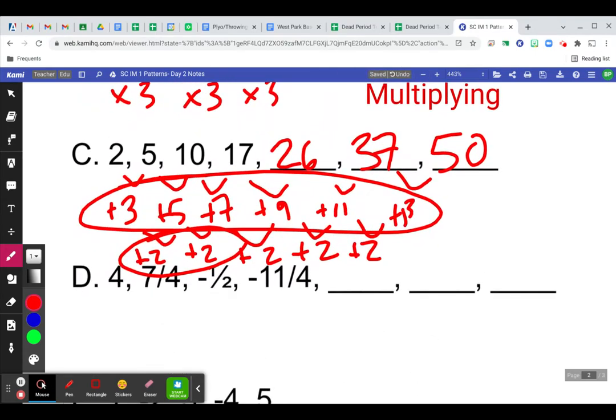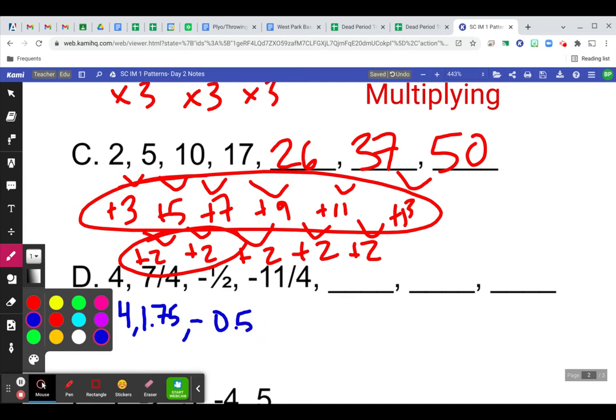This one's hard to see if you're looking at it in fraction form. So we had the idea in class today to, hey, let's just try rewriting this as decimals. So 4, and then 7 divided by 4 written as a decimal would be 1.75. And then -1/2 as a decimal would be 0.5. And then -11/4 would be -2.75.